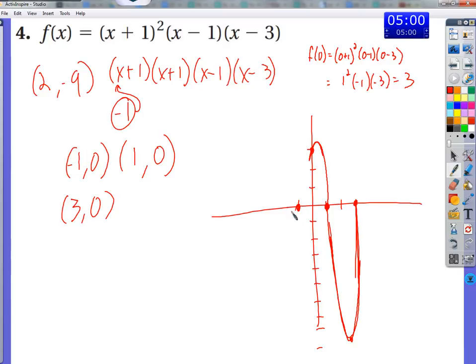Now let's figure out what's going to happen after I meet this x-intercept. Am I going to go down here? Am I going to have to go up here? How can we figure it out? Well, if you multiply out the 4 x's up there, we get x to the 4.